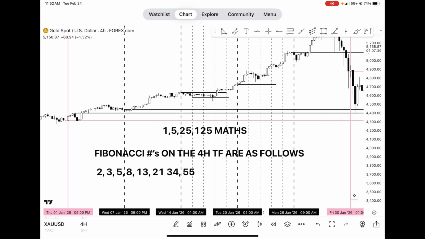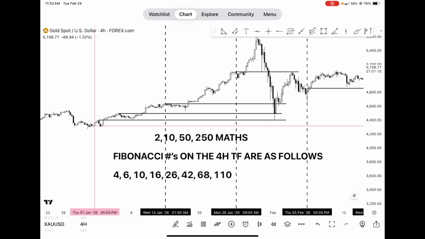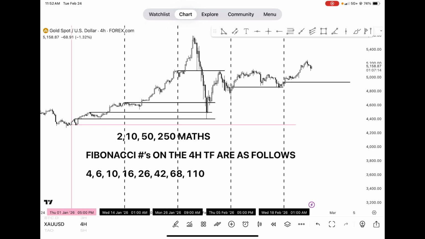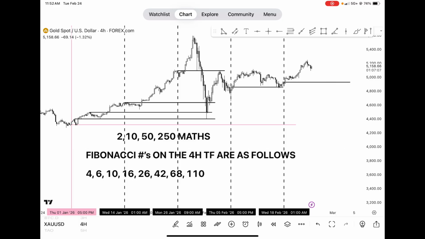Let me get this changed over. Bam. Here we are. We got a 250 bar math, okay? From the pink line, which is not there yet, to the one it's going to have over here soon, it's going to be 250 4-hour bars.